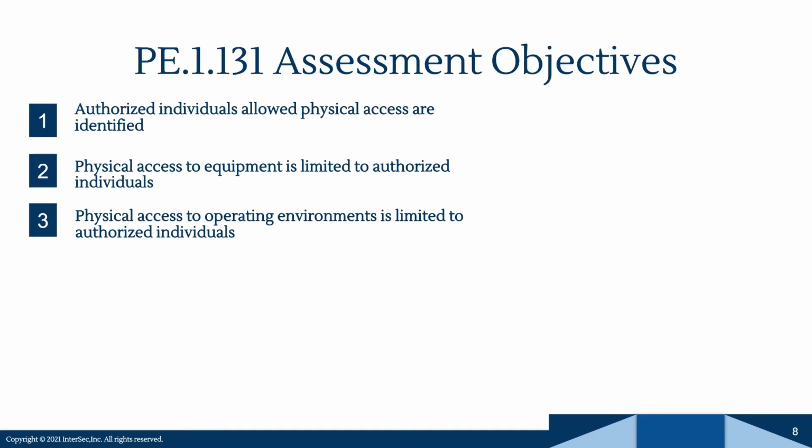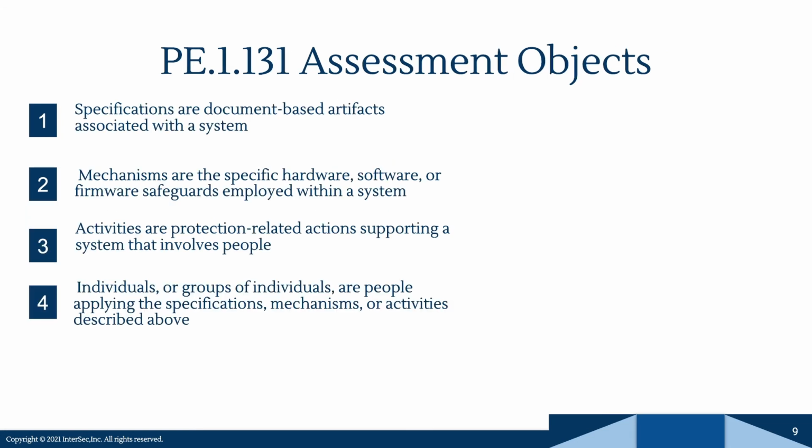Let's move forward. For PE.1.131, the assessment objectives are 1. Authorized individuals allowed physical access are identified. 2. Physical access to equipment is limited to authorized individuals. And 3. Physical access to operating environments is limited to authorized individuals. As always, the assessment objects are going to be the same across the board for all practices. Take a second to pause if you'd like to look. Otherwise, we are moving on.